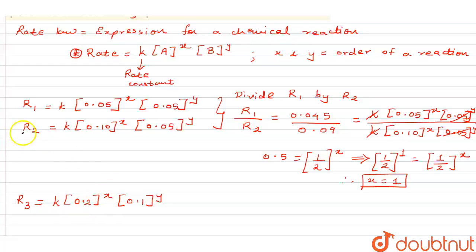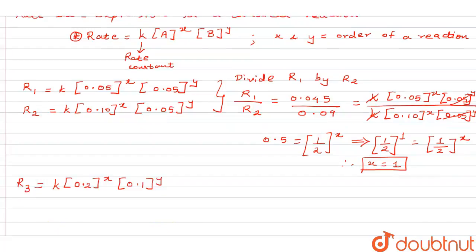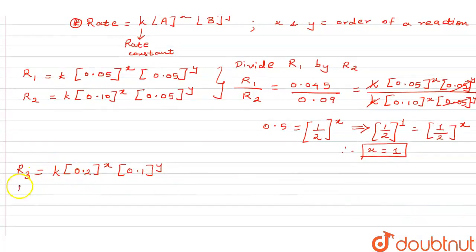Now in this case, for finding out Y, let us take R2. And the way we have done in the first case, that is dividing R1 by R2, we'll be doing the same in case of R3 and R2 to find out Y. So in that case, let me divide R3 by R2. So R3 by R2 is going to be equal to 0.72 divided by 0.09.